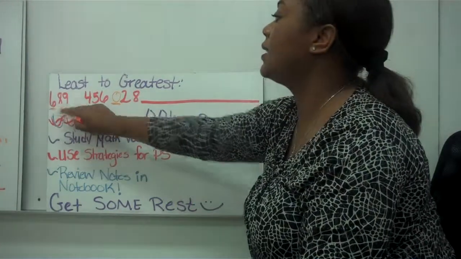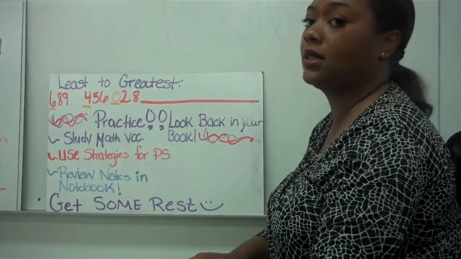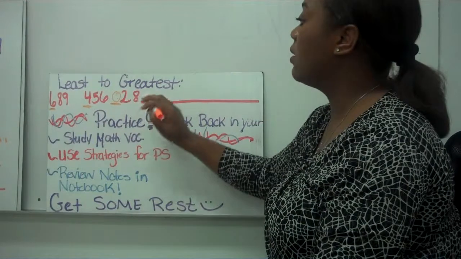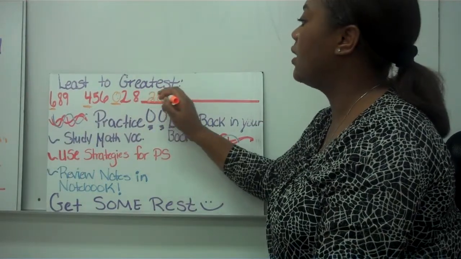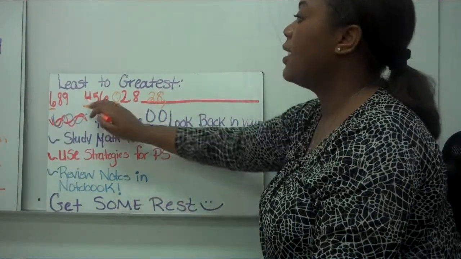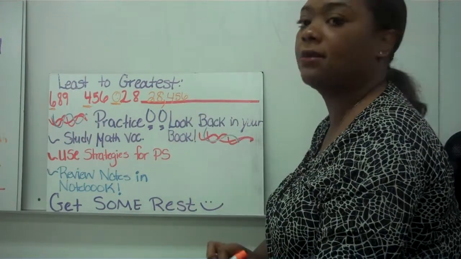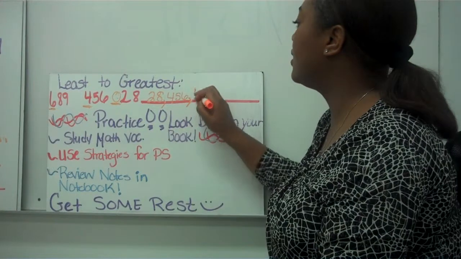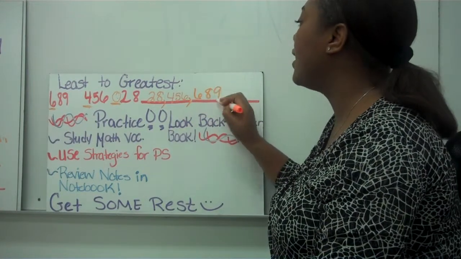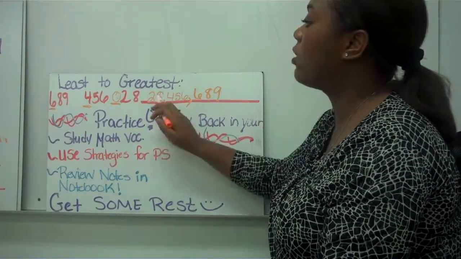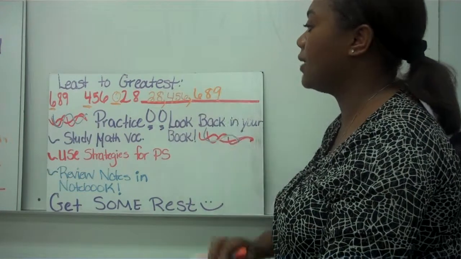Now, out of 6, 4, and 0, which is the smallest number? 0. So that means 28 is the smallest number. Then 4 comes next, so 456 is the next smallest number. And then 689 is the greatest number. Now we've ordered our numbers from least to greatest.